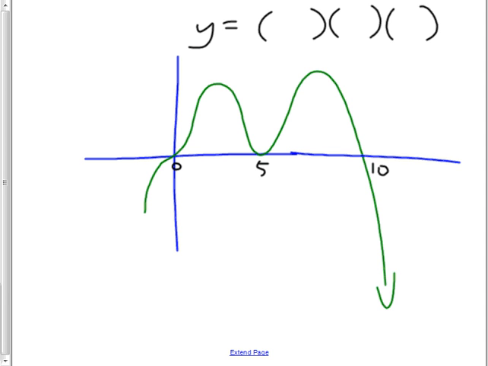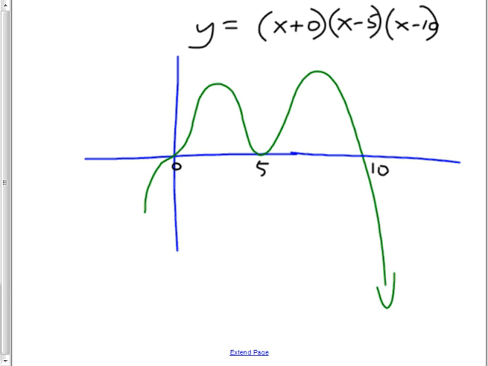Do you get why I'm doing 3 sets of parentheses? Because there's 3 roots, right? I get that one of my roots is at 0, and therefore x plus 0 would work. And do you get one of my roots is at 5, and therefore x minus 5 would work for that? And last root is at 10, so x minus 10 would work for that.